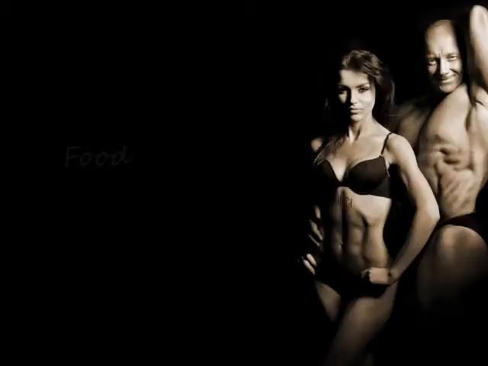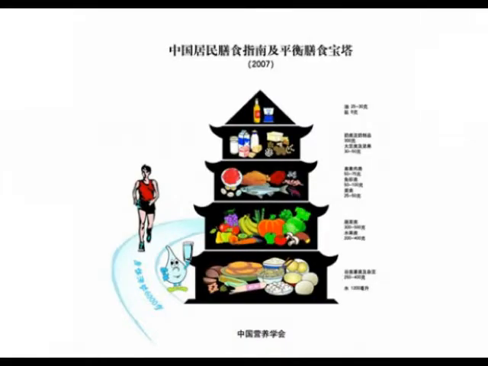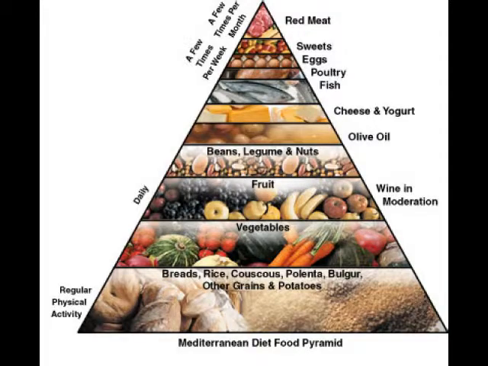Today's topic is food pyramids. A food guide pyramid is a pyramid-shaped guide of healthy foods divided into sections to show the recommended intake for each food group. There are currently 25 countries and organizations around the world that have one.